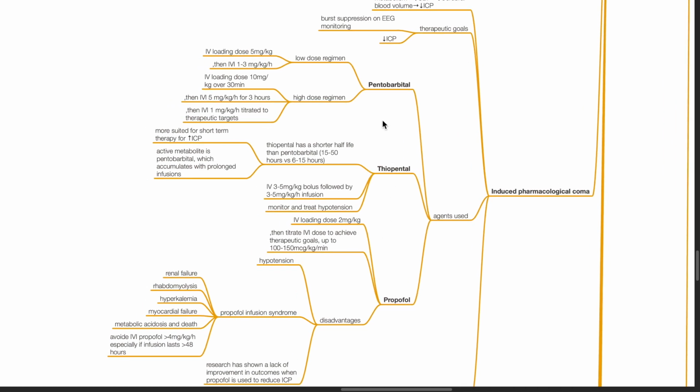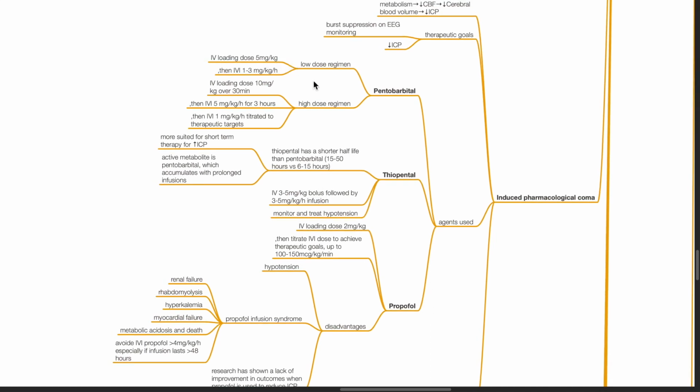For pentobarbital, low-dose regimen: IV loading dose of 5 mg per kg followed by IVI 1 to 3 mg per kg per hour. High-dose regimen for pentobarbital: IV loading dose of 10 mg per kg over 30 minutes followed by IVI 5 mg per kg per hour for 3 hours, then IVI 1 mg per kg per hour titrated to therapeutic targets.